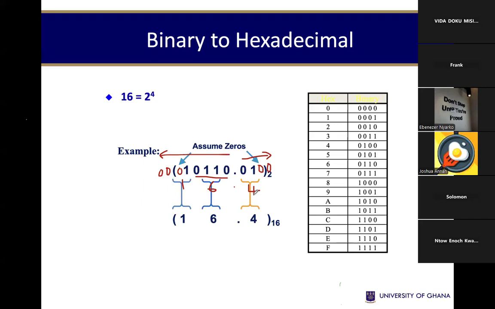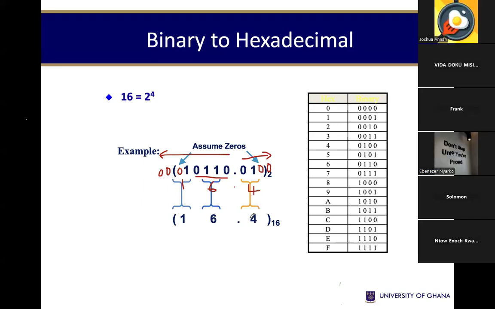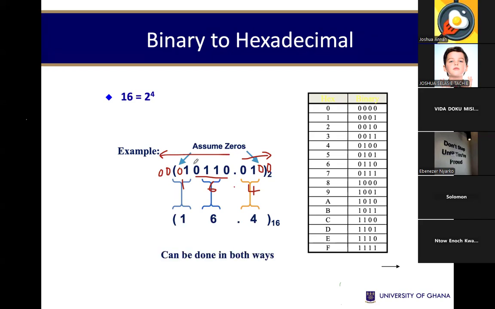We can do the same vice versa. When I have 1, 6 and 4, I can get a 4-bit binary equivalent for each, and that should end me up with the binary number.